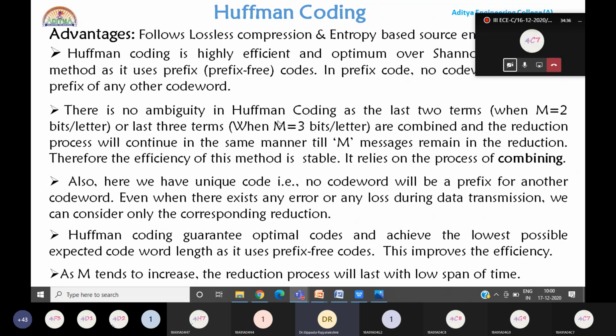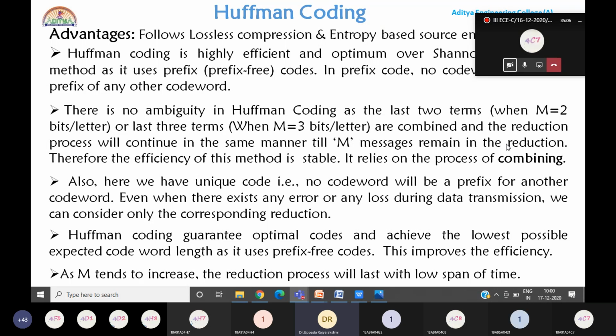So there is an ambiguity in the Huffman coding. So you cannot find this kind of ambiguity in Huffman coding because here it doesn't follow the partitioning process. It completely relies on the process of combining. Huffman coding does not rely on the process of partitioning. It completely depends on the process of combining. So here last two terms will be combined.